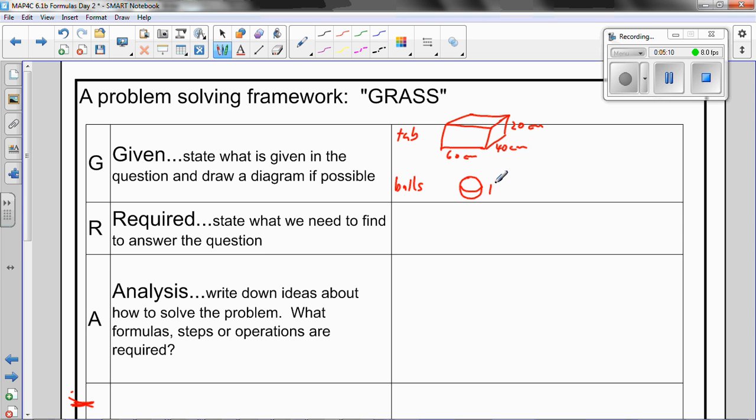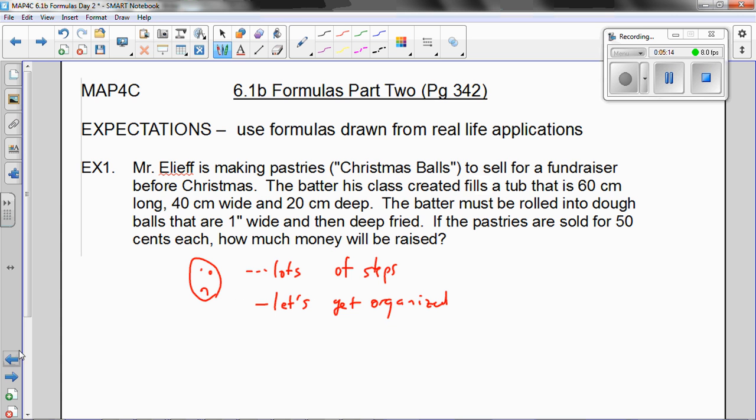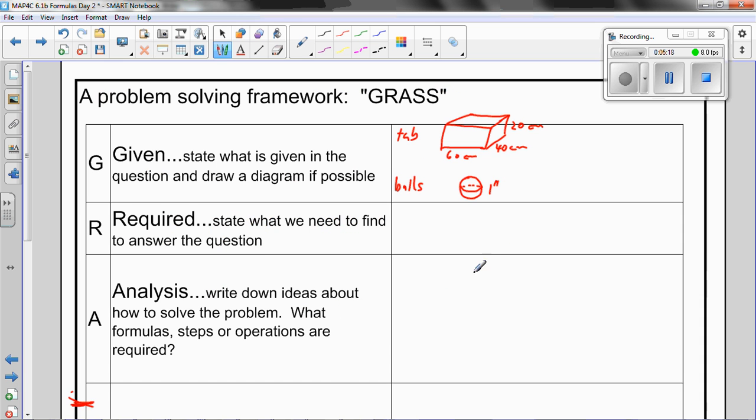And this is 1 inch in diameter, right? 1 inch across, right? Is that right? 1 inch, yeah, 1 inch wide. What else were we given? That they're 50 cents each. And so however many of these we can make out of that, we're going to charge 50 cents each. And we're going to assume that we can sell them all.